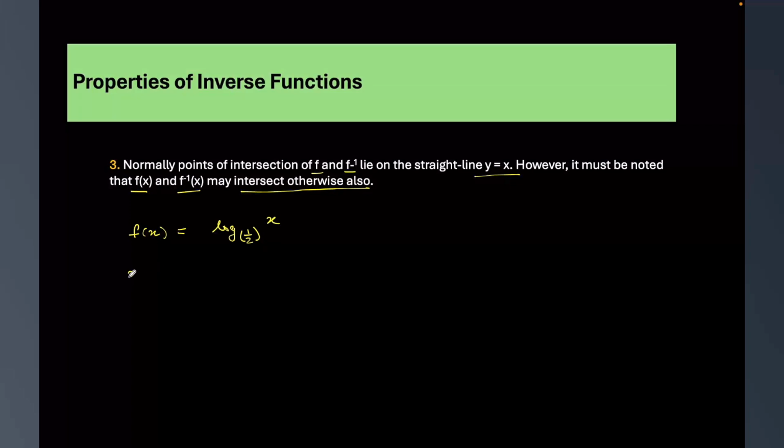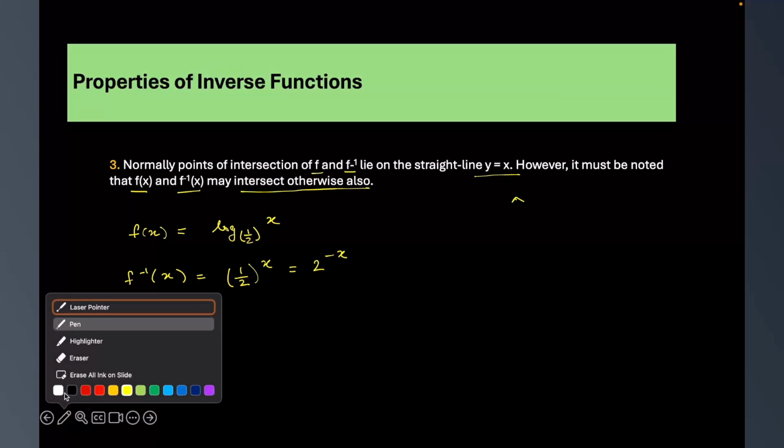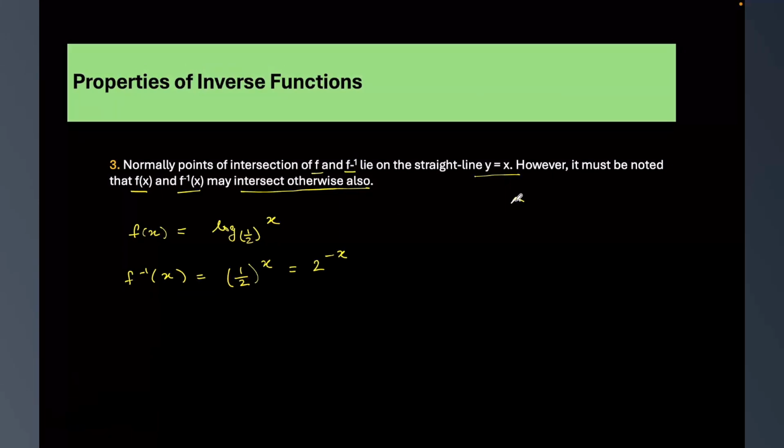So our inverse will be 1/2 raised to the power x. Or you can say 2 raised to the power minus x. Okay? And if I were to draw these functions, they would look sort of like this. Let me take white again for the axes. So you would have something like this. I apologize for not drawing straight lines.